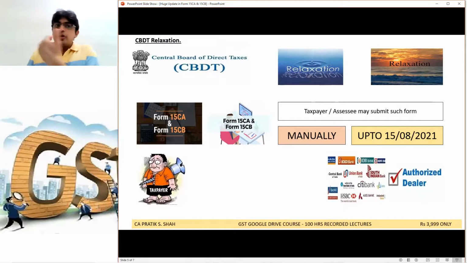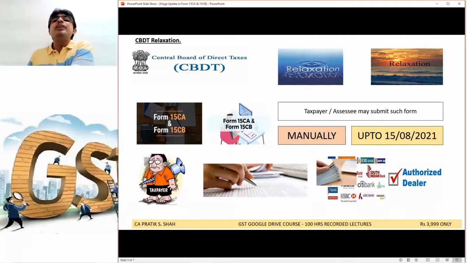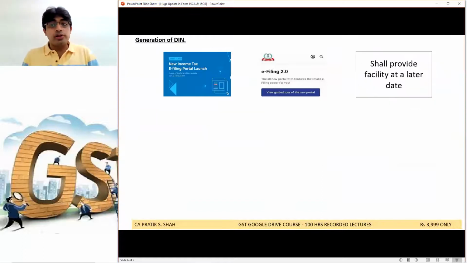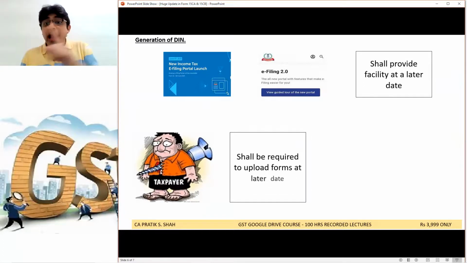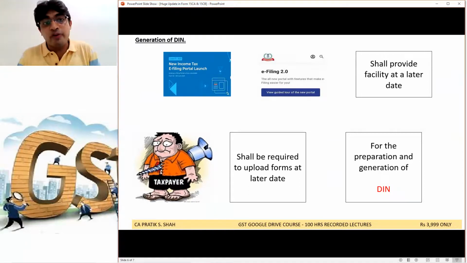So taxpayer can now go to the bank or to the authorized dealer and they can physically submit the document instead of this online form. But the new income tax portal shall provide a facility at a later date. So taxpayers who have manually submitted 15CA and 15CB, at a later date, shall be required to upload this form on the portal for the generation of DIN.